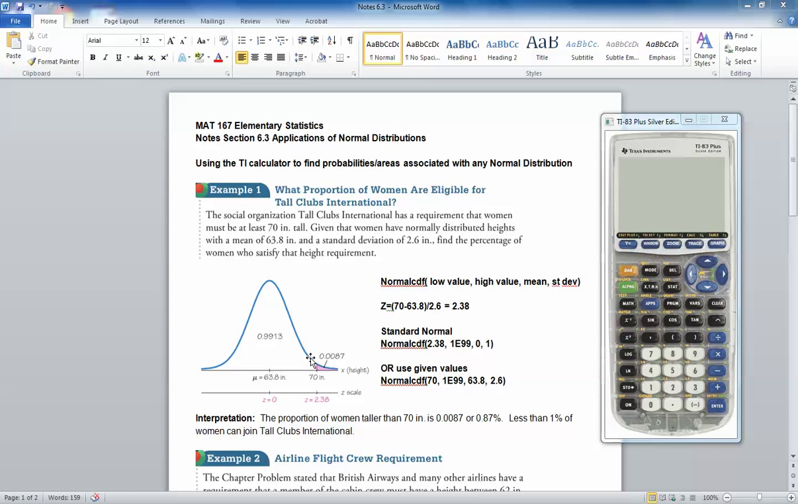You might get a slightly different answer due to rounding. So I just want to make sure that you know both ways to do that. The fastest way is to not use the z-score.